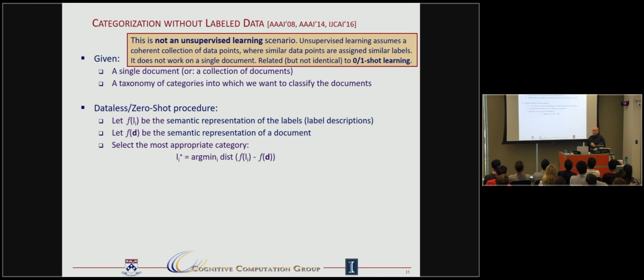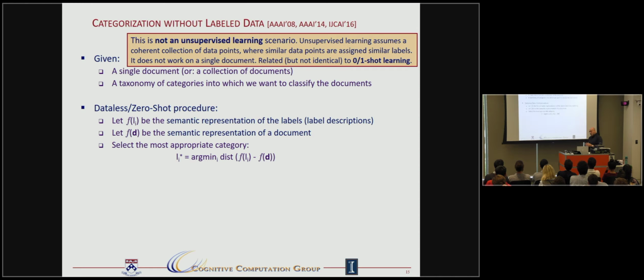Now, before I continue talking about it, this is not unsupervised learning, if you think about it. So unsupervised learning really requires that we make some assumptions on a coherent collection of examples, assumptions that say that if you have similar data points, they are mapped to similar labels. In this case, I'm mapping a single document. I don't need a collection of documents. It's more related to zero-shot or one-shot learning. I assume people are familiar with this.